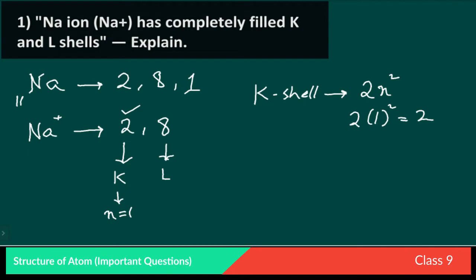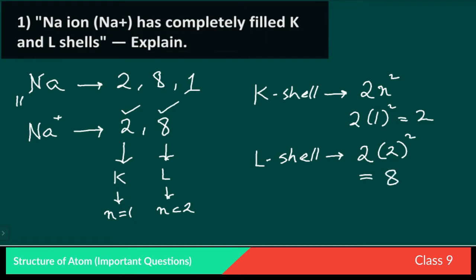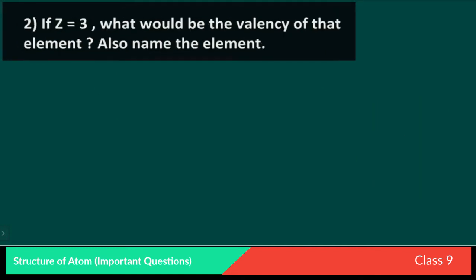We have proved it here. Similarly, if I apply it on the L shell, what will I get? For L shell, the value of n is 2. So 2 into 2 squared will give us 8. So 8 electrons is also present in the L shell. Now we can say that sodium ion, Na+, has completely filled K and L shells as it contains 2 and 8 electrons respectively. Okay.